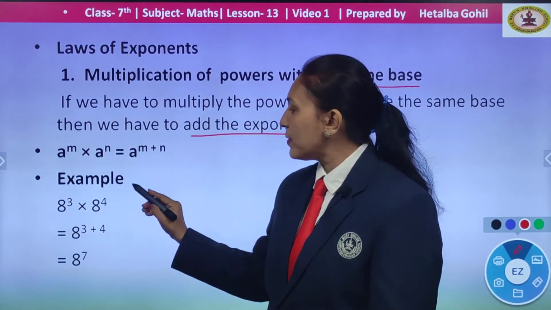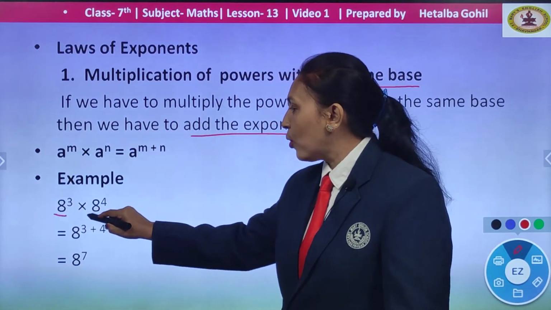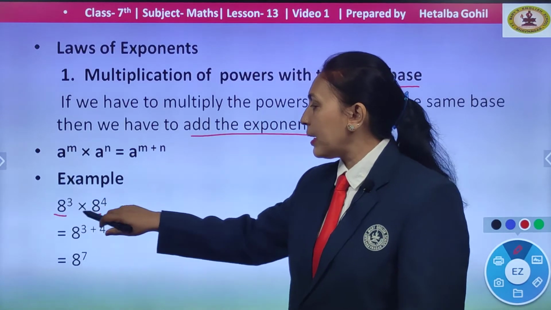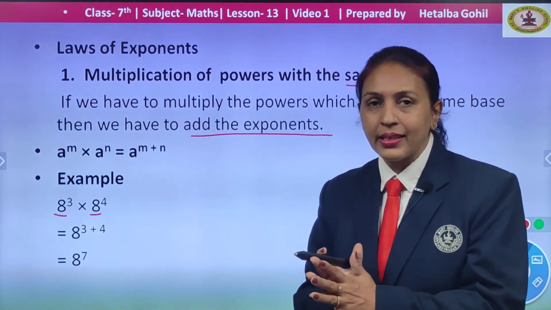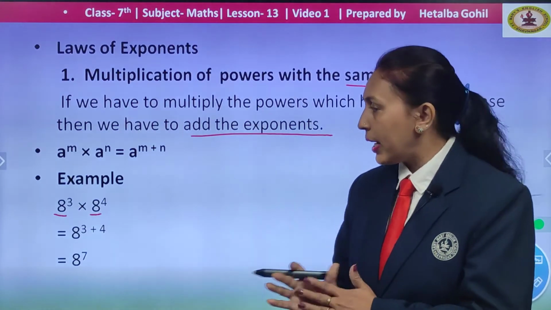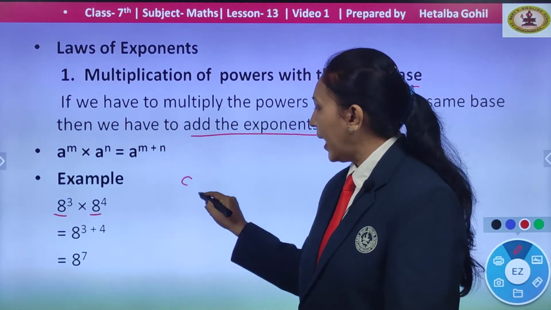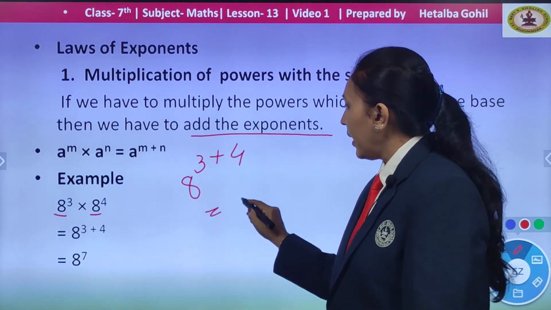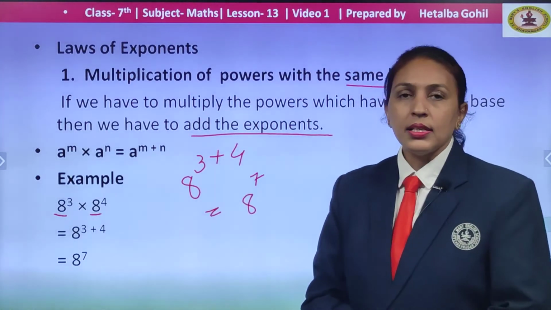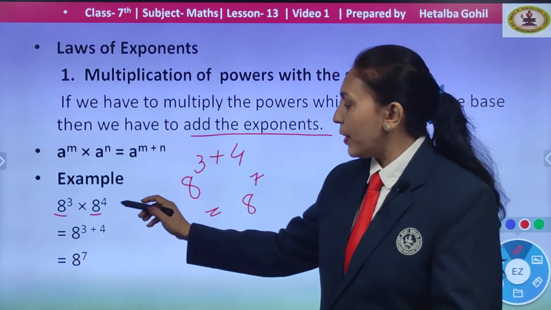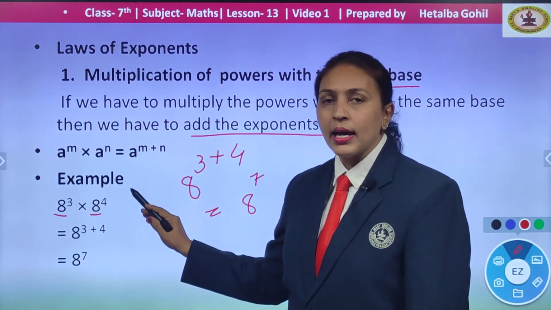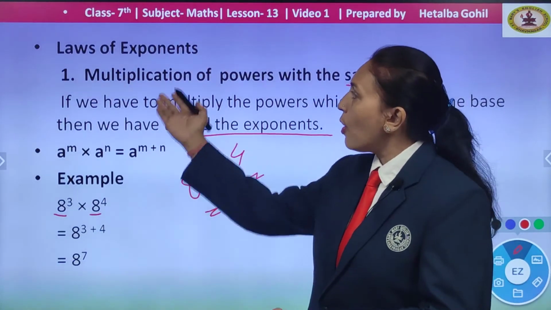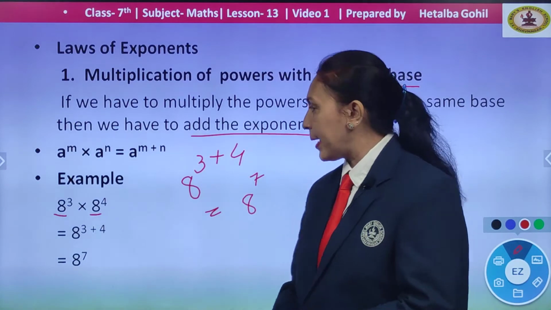Whenever you have the same base, you can see here both the bases are 8. In that condition, instead of multiplying separately and then adding together, there is a short way of doing it: you add the powers. What is the power of the first? 3 plus 4, so here it is 8 raised to 7. This is your answer. Whenever you have the same base, you can add the powers. These are the rules, because whenever we go further with simplification, all these laws will be useful to us there.